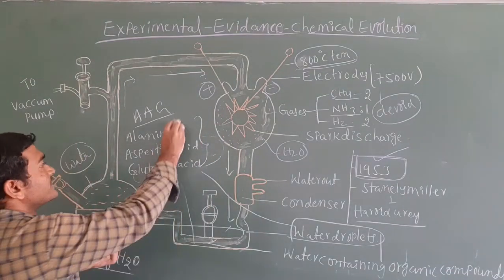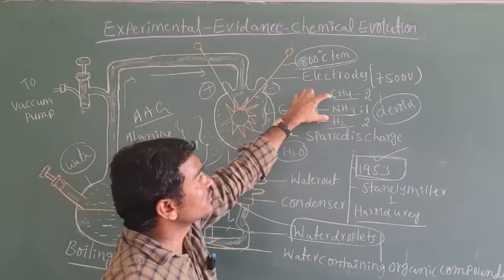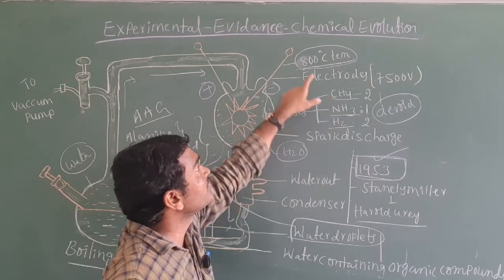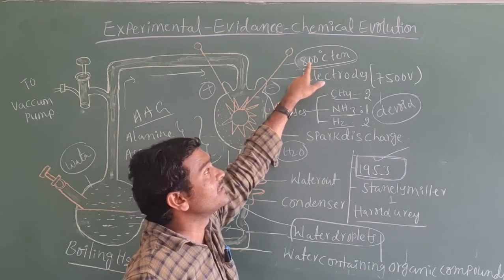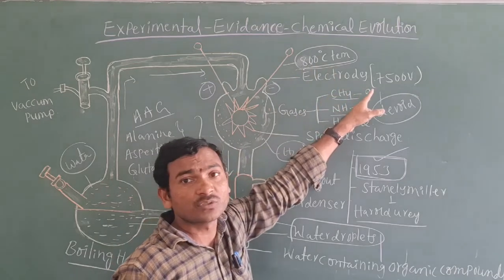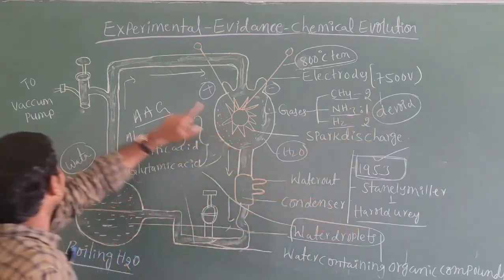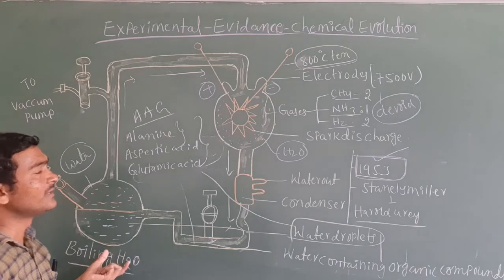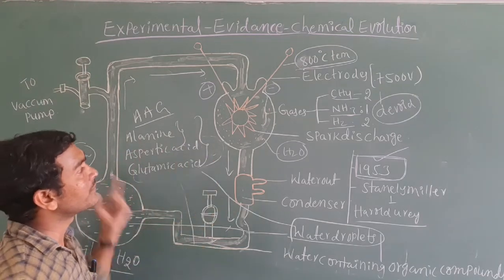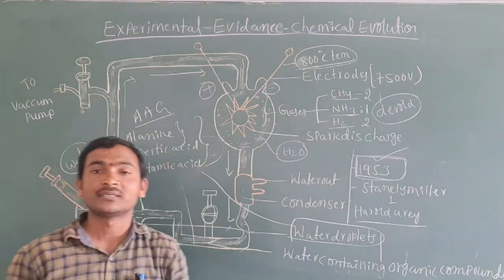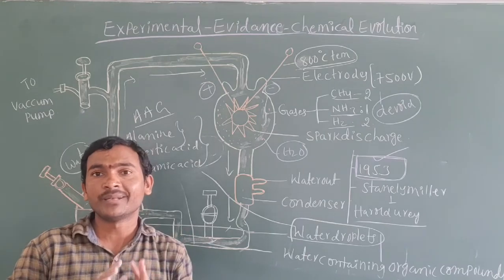This was also a previous lead question, and the ratio of 2:1:2 is very important. The temperature is 800 degrees centigrade, the voltage is 7500 volts, and there is boiling water. This is very important labeling, each and everything there. So this is about the Urey Miller experiment.